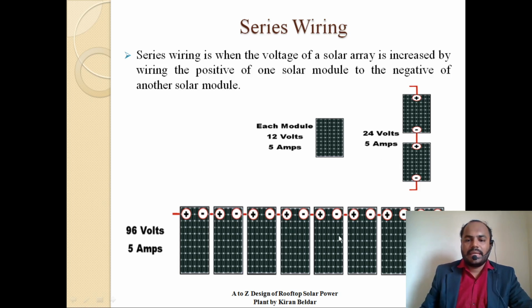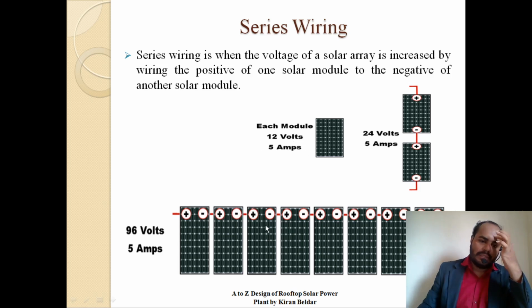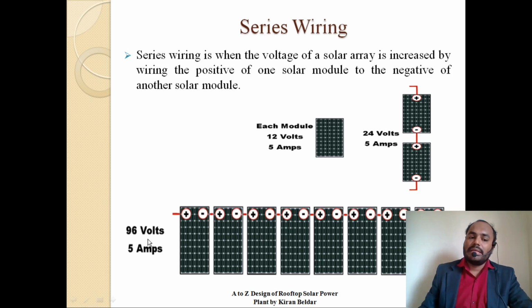Now we choose a second array. Here we are connecting 8 solar modules. Each module has 12 volt. We are connecting the modules in series, therefore the voltage is 96 volt, that is 12 multiplied by 8, and the current is 5 ampere. Because of the series connection, the current remains unchanged, but the voltage gets added to 96 volts.